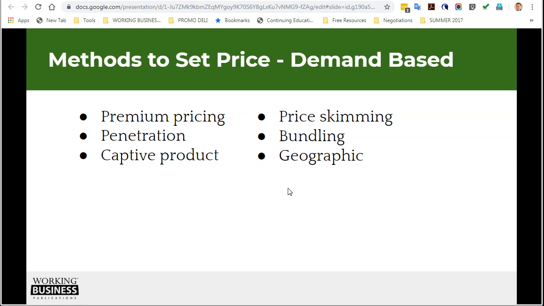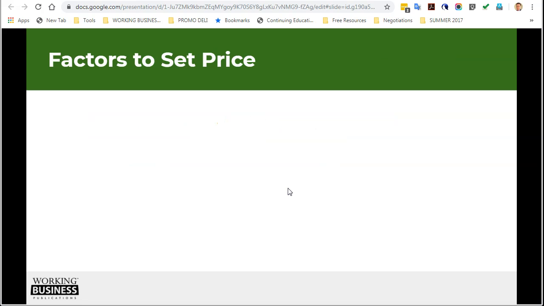Oftentimes, places like Costco might bundle a bunch of things together. Cox Communications might bundle your telephone and internet together, even though you don't want the telephone. It might be cheaper for you to do this. Geographic pricing, maybe people in Southern California pay more for this type of product than somebody in Arizona. So these are all examples of demand-based methods to set your price. So there's lots of ways to set the price.